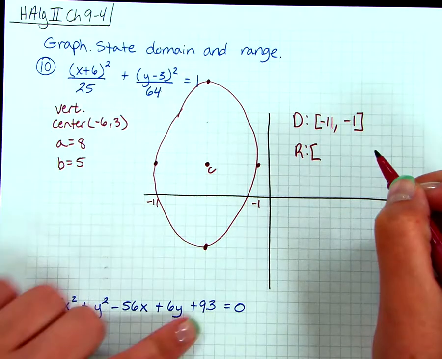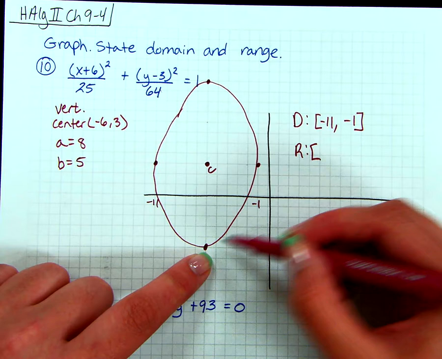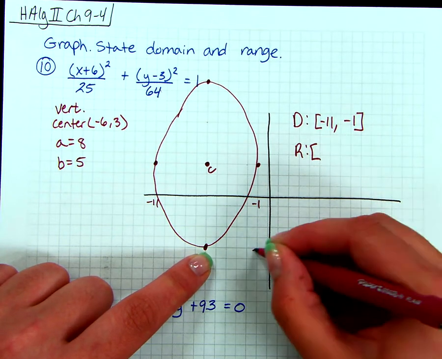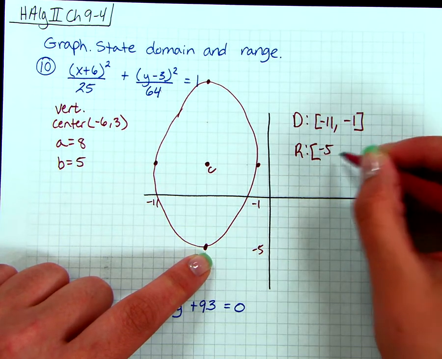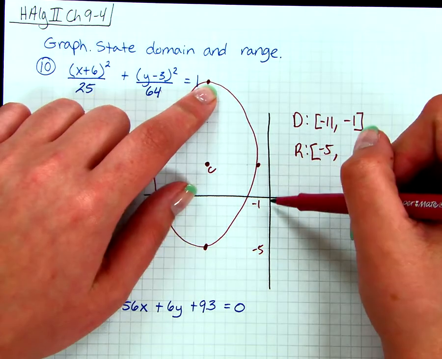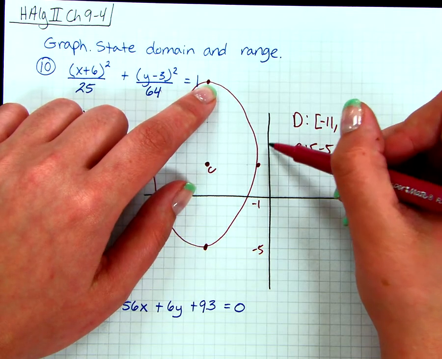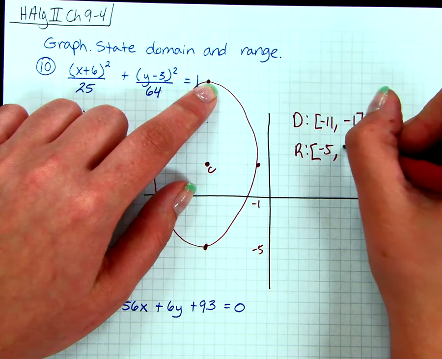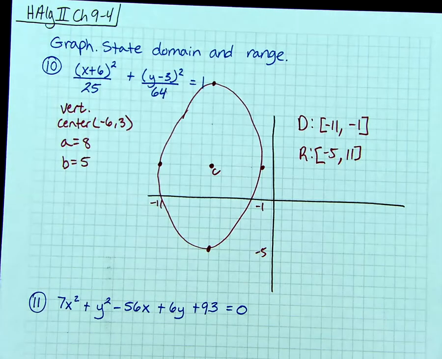And then our range is up and down. So this one, 1, 2, 3, 4, 5, so this is at -5. Then to 2, so 1, 2, 3, 4, 5, 6, 7, 8, 9, 10, 11. So that would be our domain and range. And then we are done with that problem.